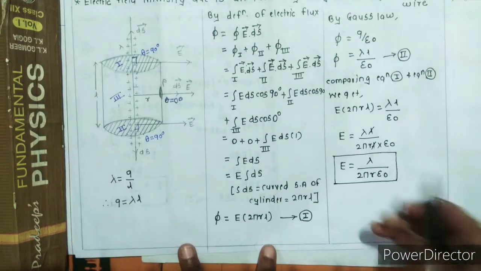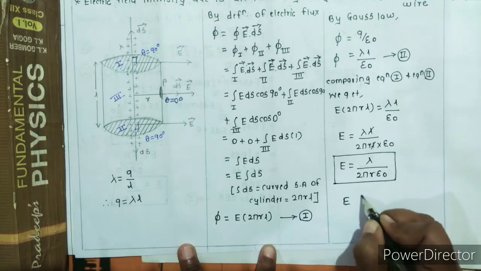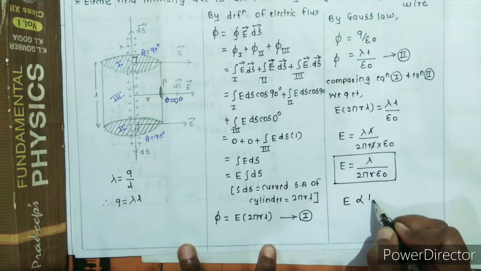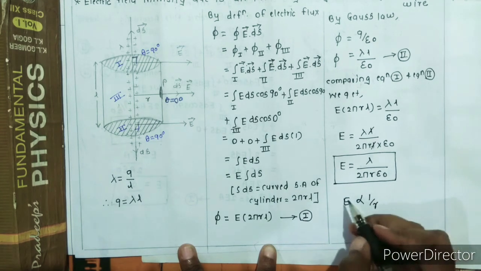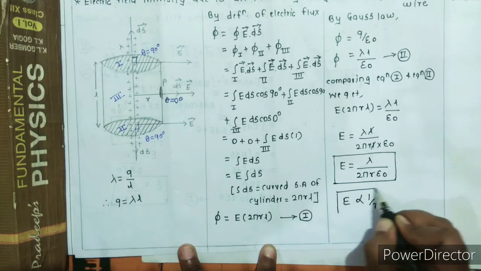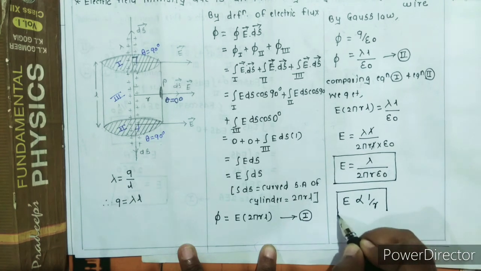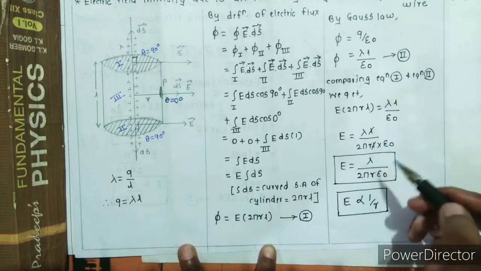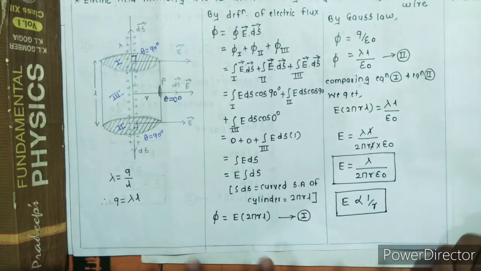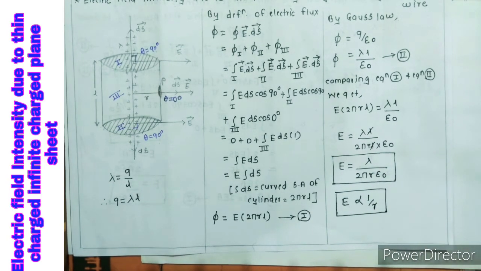And I can write E is inversely proportional to r, that is the distance of the point. Why? Because linear charge density is constant, 2 pi and epsilon 0 are constant. Understood?